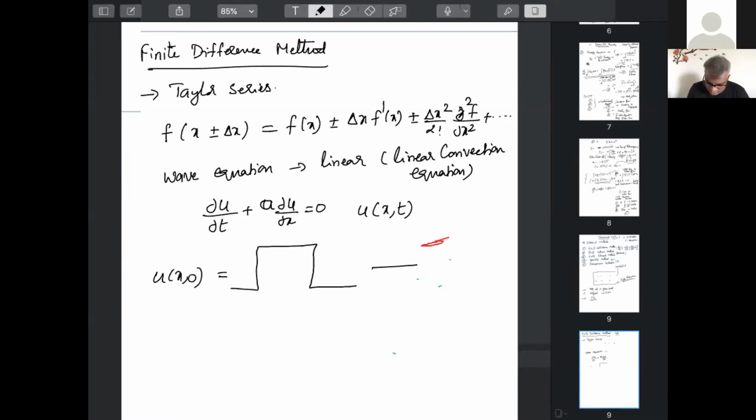This wave will propagate as it is in space and time. So this is u of x comma t, at some position in the domain you will see that the wave has moved forward. That's the basic nature of this equation. It just convects the profile you give at t equal to 0, with the speed a.